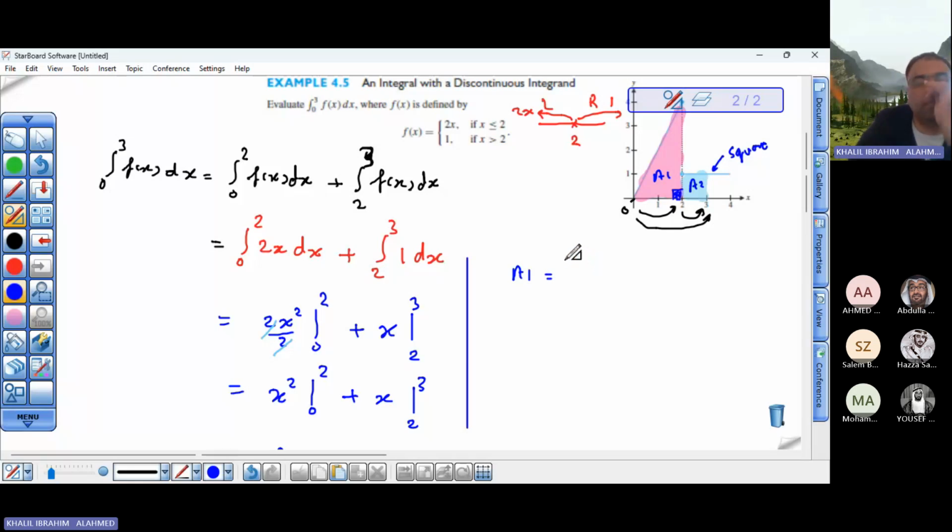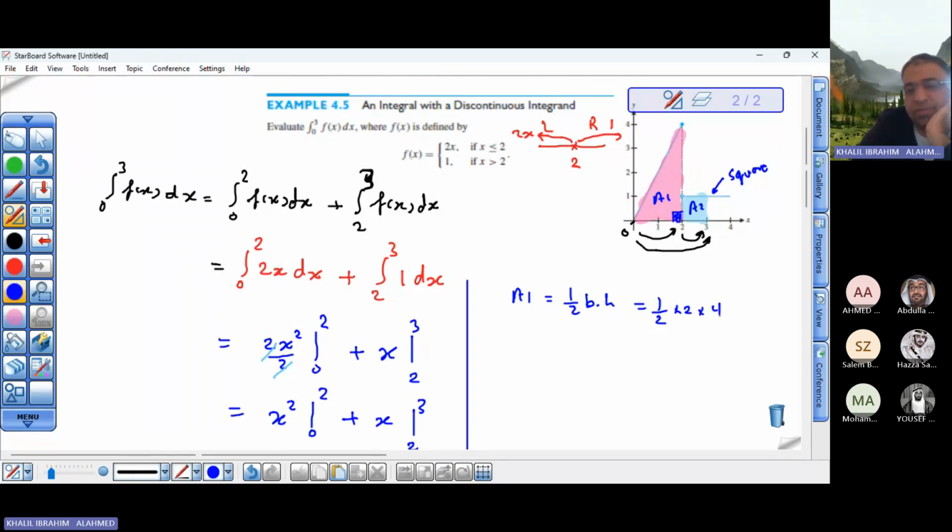What is the formula to find the area of a triangle? Half base times height. What is the base here? From 0 to 2, the base is 2. What is the height? The height is 4. So half times 2 times 4 equals 8 over 2, which is 4, because we can cancel 2 with 2. The answer is 4. This is area 1.